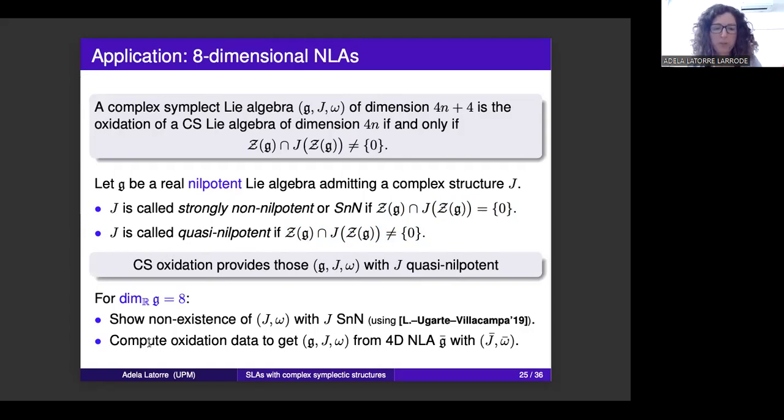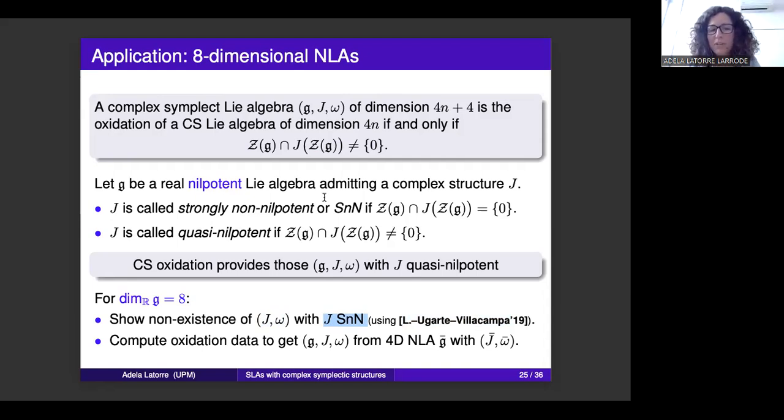And indeed, we compute all the oxidation data to get all these triples, starting from the four-dimensional nilpotent classification. And for the remaining case, we use the classification we had in another paper to show that this kind of pairs with J of this strongly nilpotent type could not exist in dimension eight.